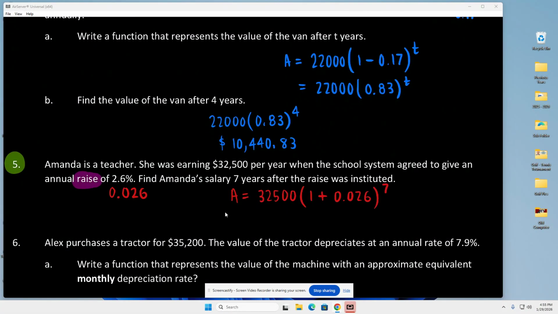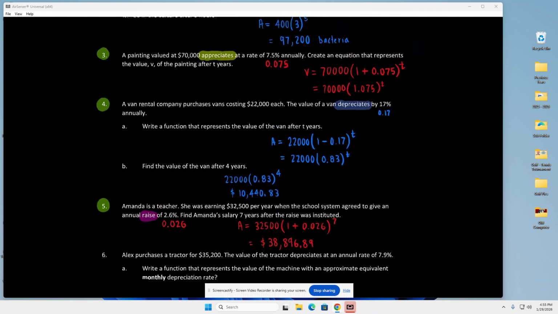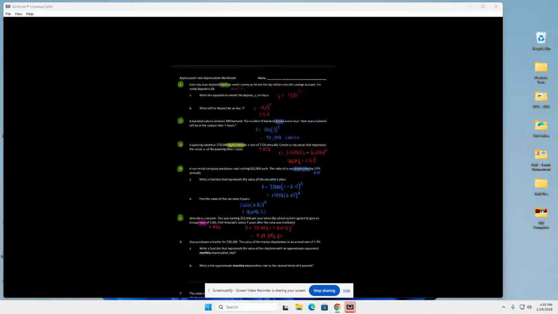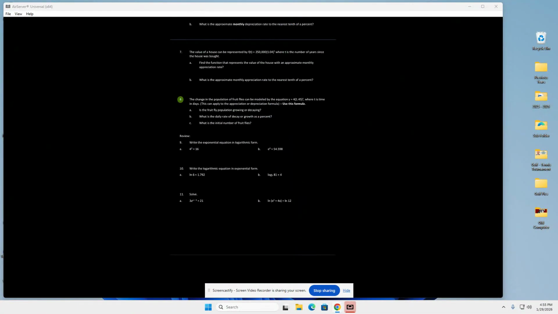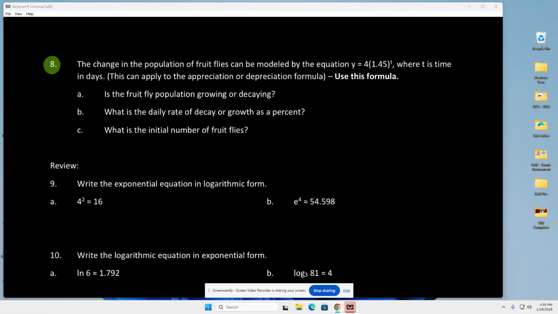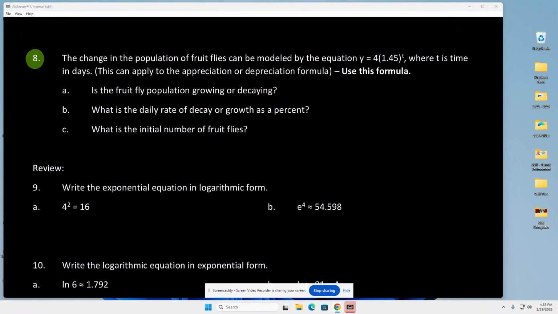So I talked about this a second ago. In this case, I wouldn't simplify this. Since I have all the values, I would just go straight to my calculator and plug it in. And if you do that, you get $38,896.89. So that was all the problems that you're supposed to do on the front. But I did ask you to flip over to the back and do number 8.